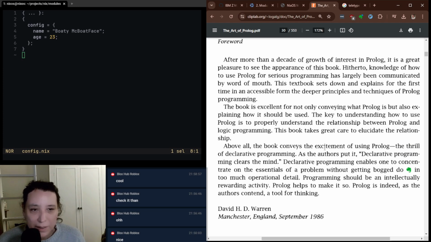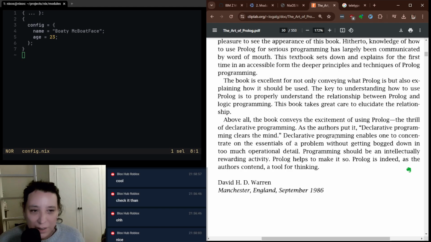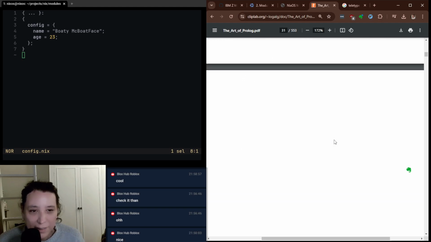Above all, the book conveys the excitement of using Prolog, the thrill of declarative programming. As the authors put it, declarative programming clears the mind. I could surely use some mind clearing.